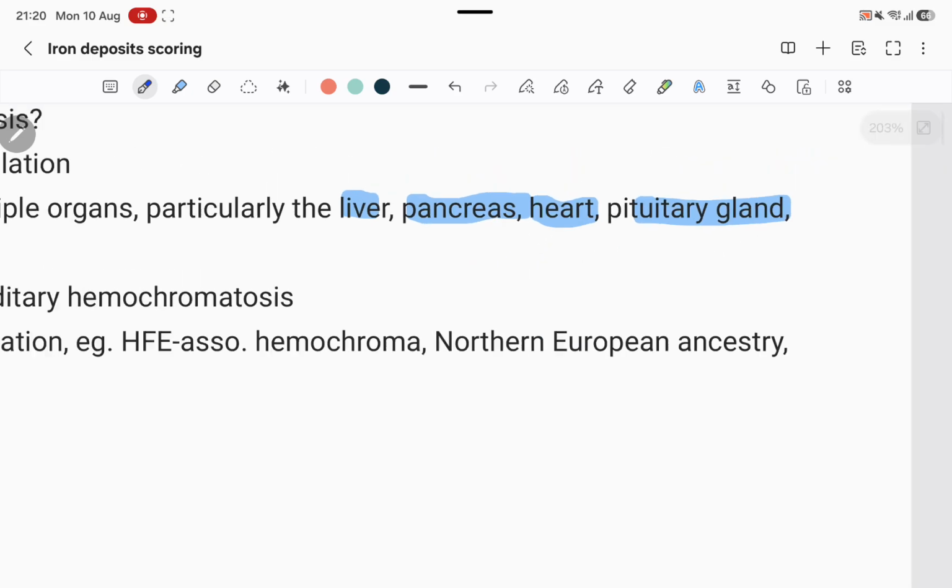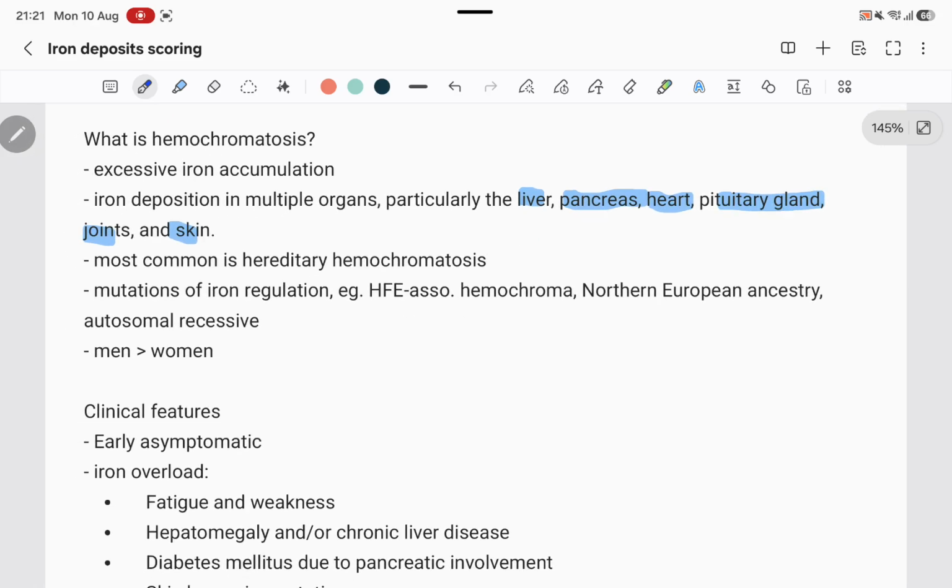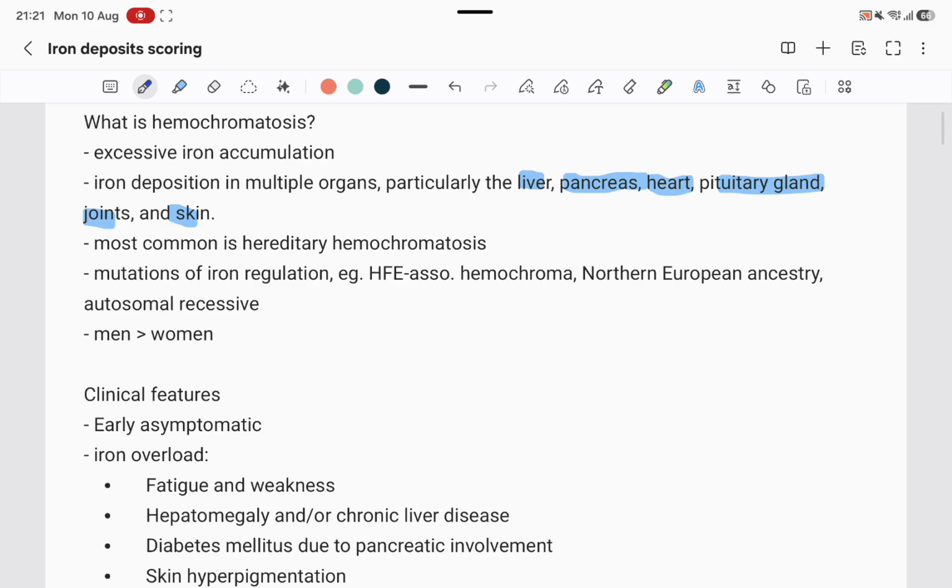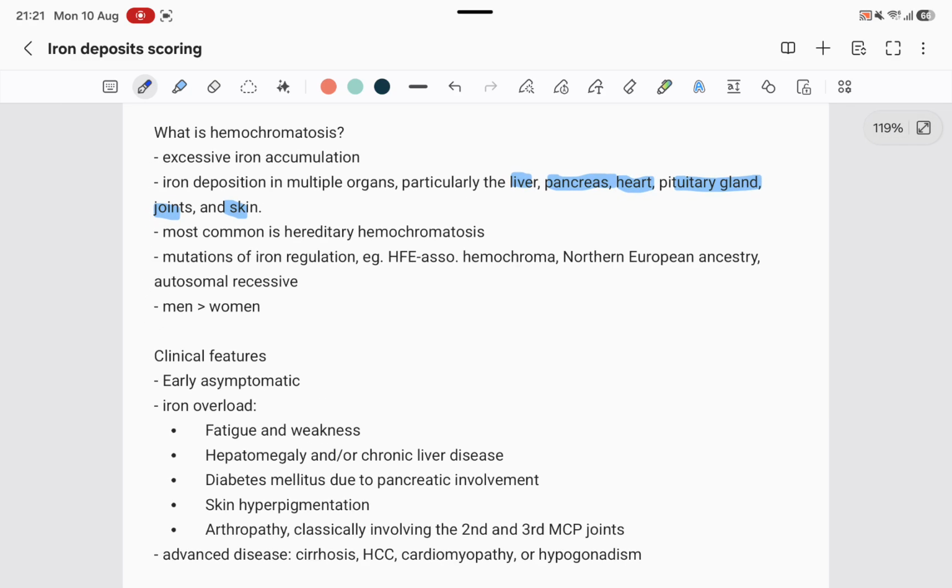The pancreas is closely related to the liver because it's an adjunct to the gastrointestinal system, so you can remember both together. Joint and skin go together. Heart and pituitary gland are probably of the central nervous system and the heart, vital organs basically.